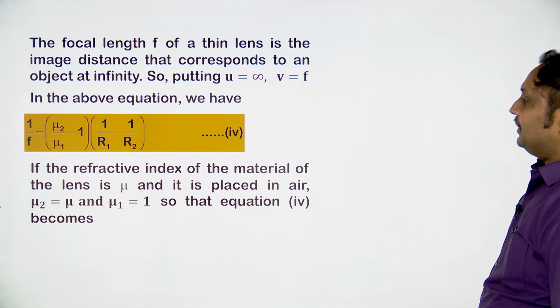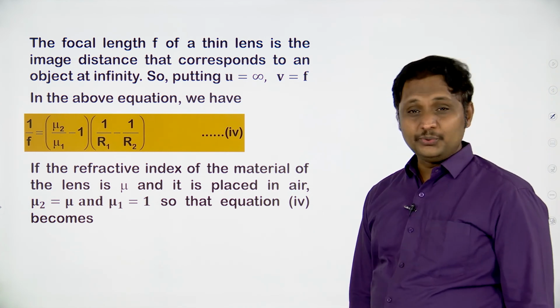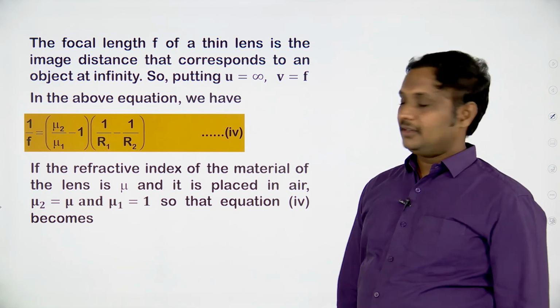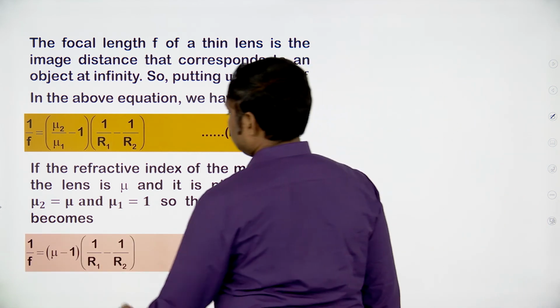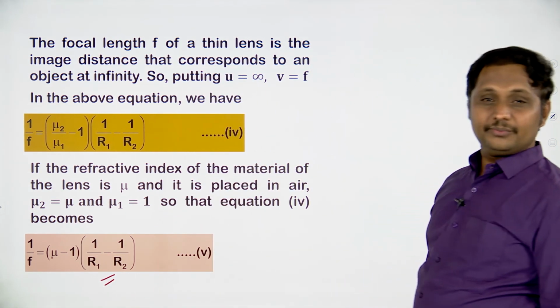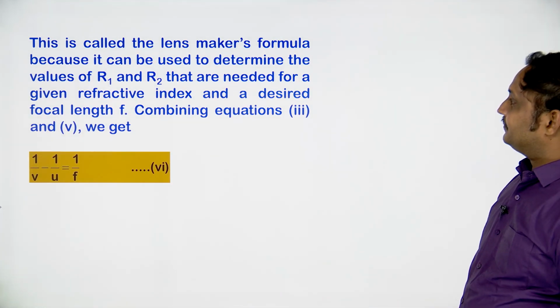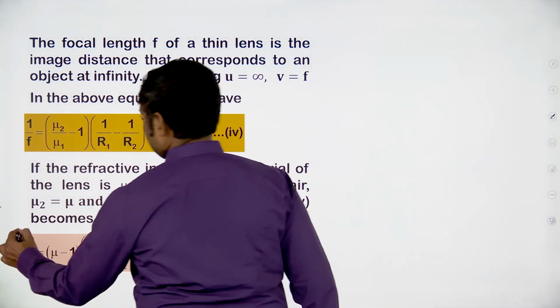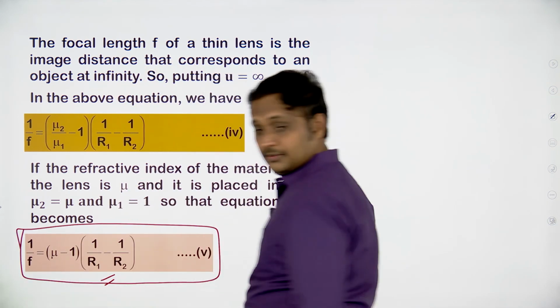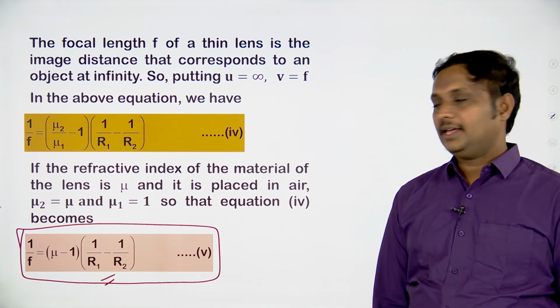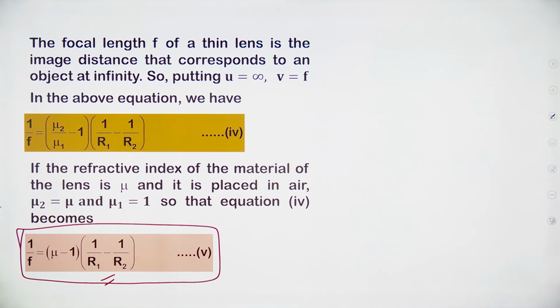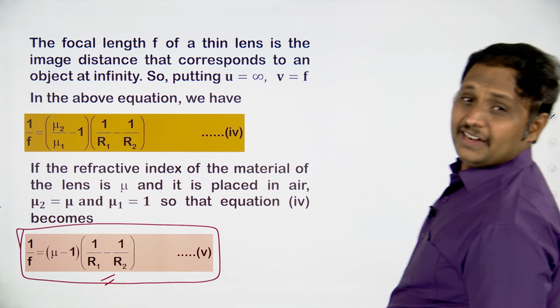If the refractive index of the material of the lens is mu, and it is placed in air, that equation is going to have this form. That gives the lens maker's formula. Yes, this is the lens maker's formula, and you will get the lens formula also.